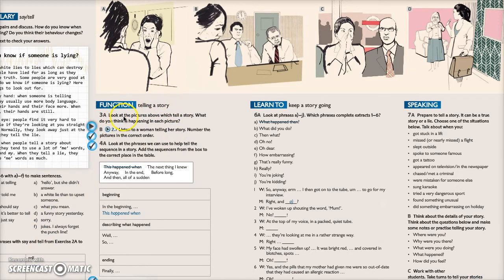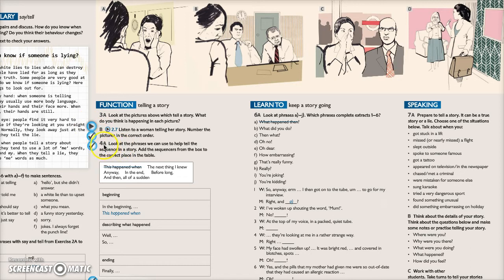Next, in activity 3A, we're going to look at the telling a story point. It says look at the pictures. It means these 4 pictures. And what do you think is happening in each? So you're supposed to think about what's happening, simply that. And then you're supposed to listen to a woman telling her story, and then put these 4 pictures in a sequence, in the right order, in the correct order. Remember that you have to play your file here in your e-text book.